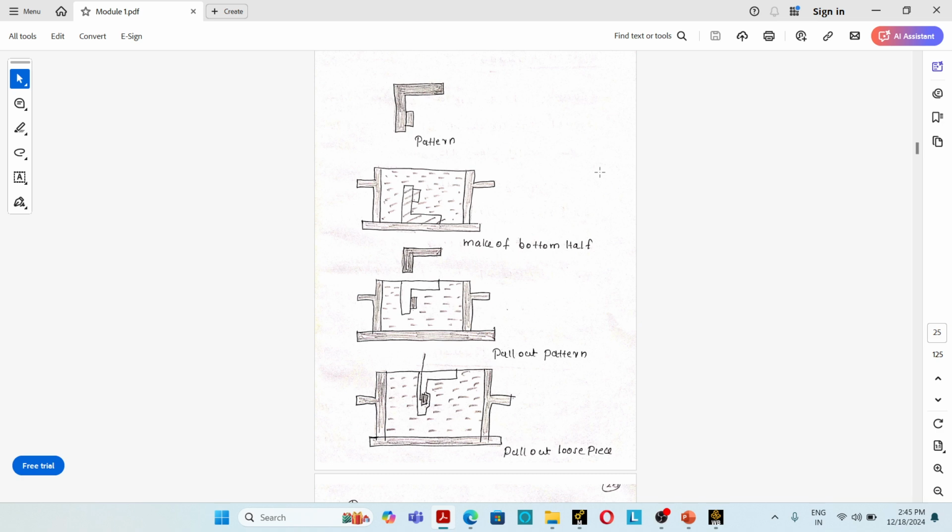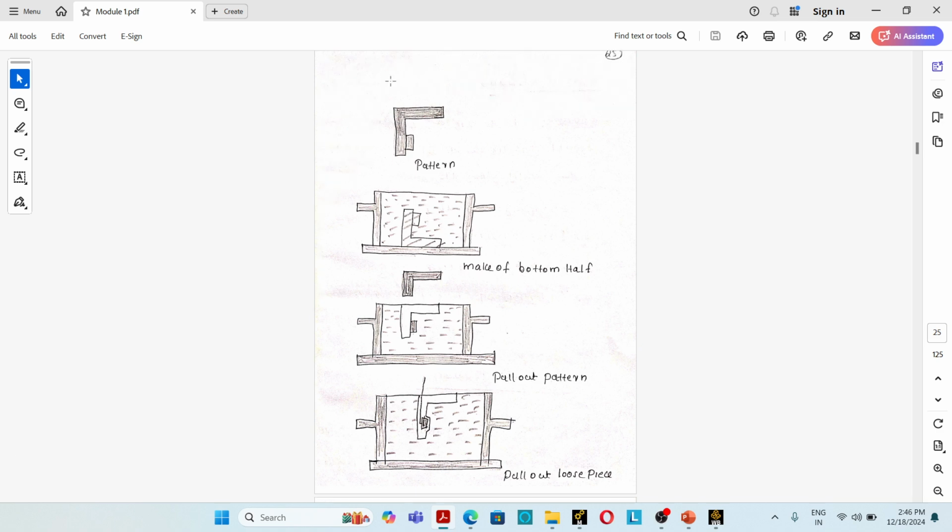Do you understand? Suppose we are using a single piece or solid pattern here. Whenever the pattern is removed, the entire mold will break. That's why we use a loose piece pattern. Initially, the loose piece is an integral part of the solid pattern. So this is a loose piece. After the mold is completed, the main pattern is withdrawn, leaving the loose piece in the sand. These pieces are later withdrawn separately through the cavity formed by the pattern.